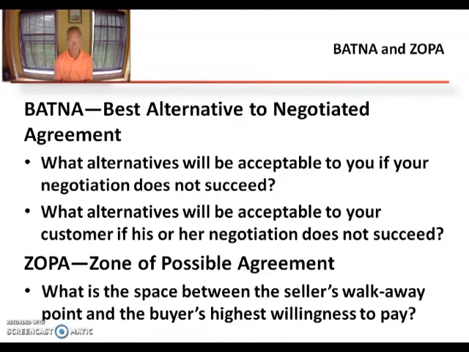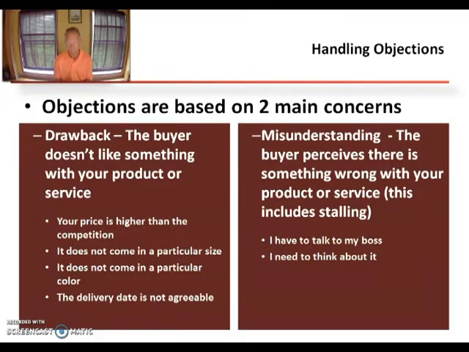And then there's ZOPA, which is a zone of possible agreements. What is the space between the seller's walk-away point and the buyer's highest willingness to pay? If you can understand that and then somehow meet somewhere in the middle of that zone, it makes negotiation easier. And oftentimes you get there, again, through questioning and needs assessment.